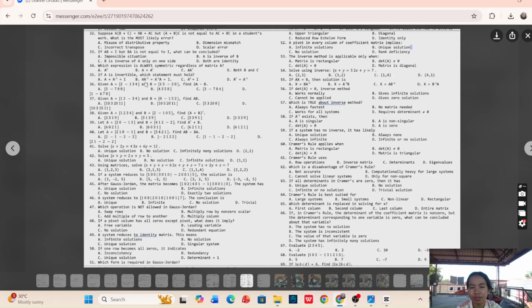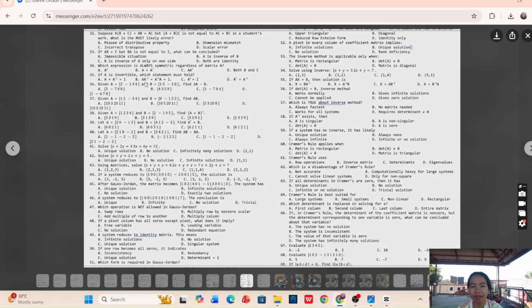Number 54 question, solve using inverse. There would be application of inverse method in this system, which is x plus y equals 5 and 2x plus y equals 7. So applying the inverse method, the correct answer for number 54 is letter C. Or solving gives the ordered pair in option C, which is 1 and 4.